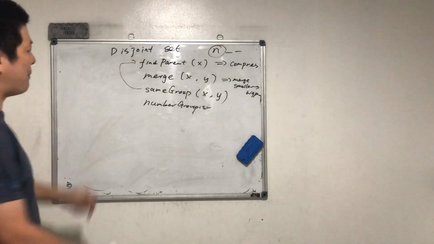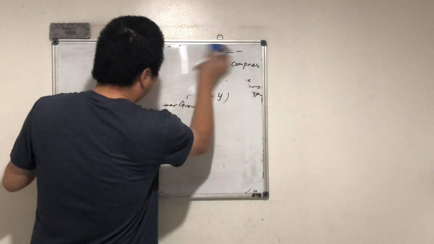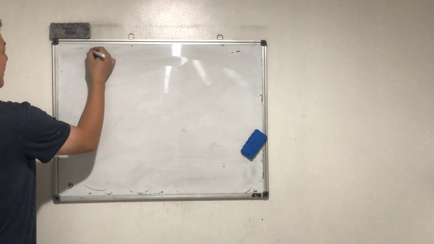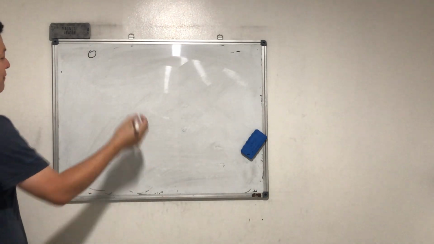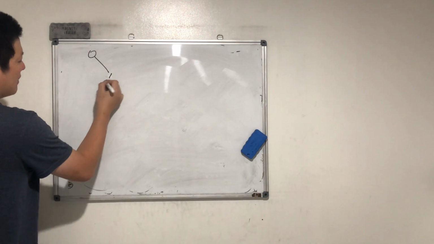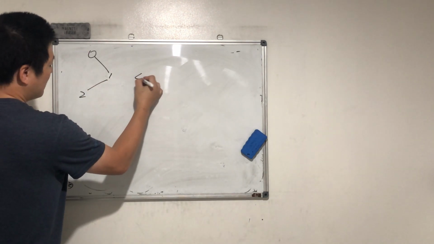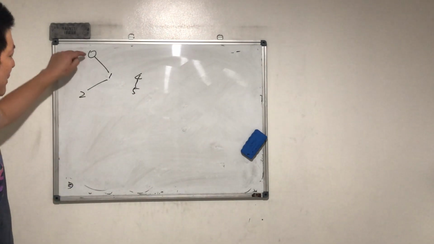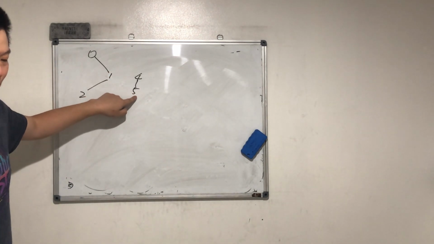Okay, so we talked about the disjoint set. Let's go back to that original problem. A graph. Look, the graph, the edges. We want to find out if there's a path from start to end.